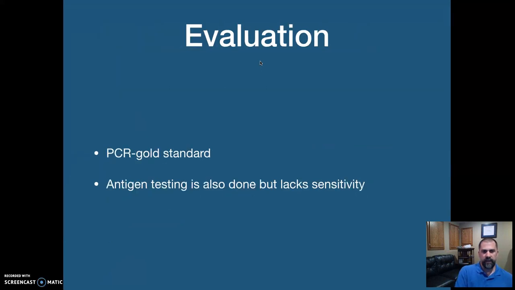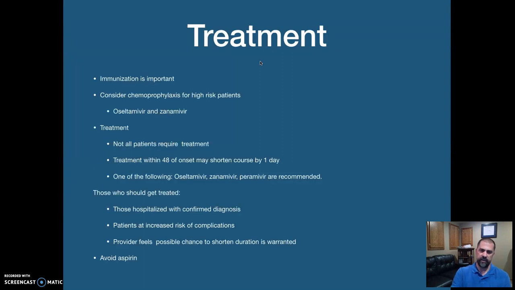So to evaluate for the influenza alone, we will do a PCR, which is the gold standard. Antigen testing is done but lacks sensitivity. There's usually not a reason to get a chest x-ray or blood work done unless we're concerned about complications of influenza like a secondary bacterial infection, that kind of thing, because otherwise those studies can just cloud the picture.